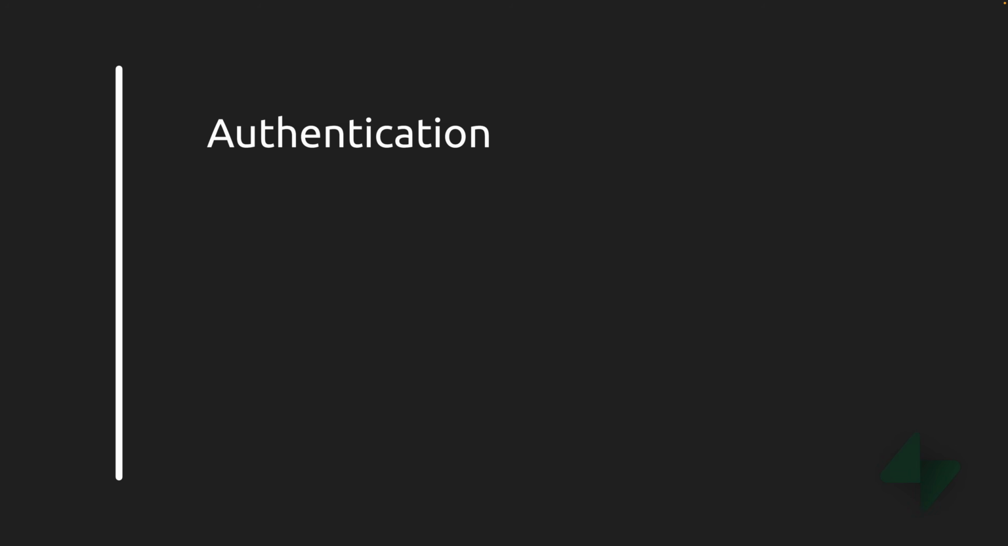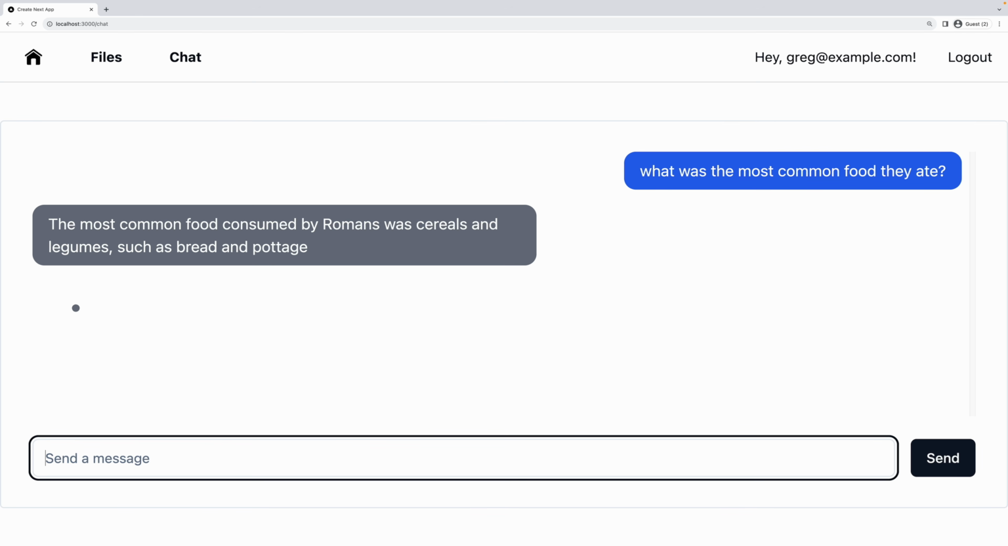We still need authentication, REST API, quite possibly file storage. What if you want to build a chat interface? How do you do that easily? What if you want to stream a response back from OpenAI?